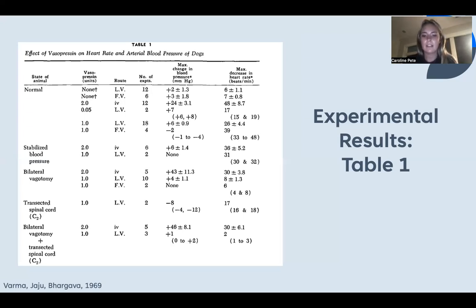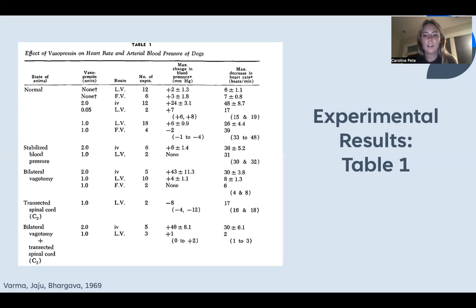When using the buffer device to stabilize the arterial blood pressure, an IV injection of 2 units of vasopressin only caused a small rise in blood pressure. However, there is still evidence of a slowed heartbeat displayed by the mean maximal decrease of 36 beats per minute. The injection of 0.25 milliliters of saline into the lateral ventricle did not show a significant rise in the arterial blood pressure and showed mild bradycardia at 6 beats per minute lasting around 15 minutes, as seen in the table provided.